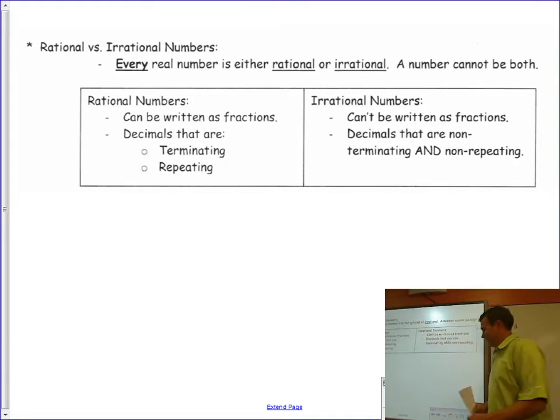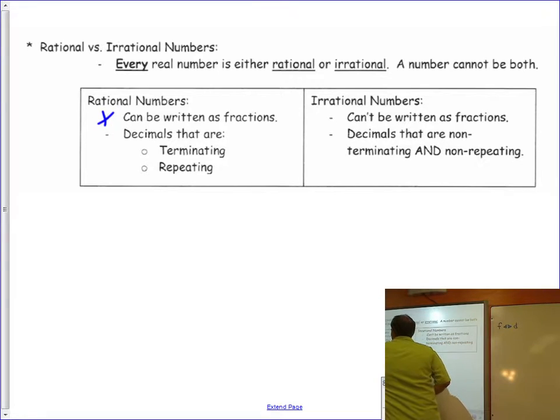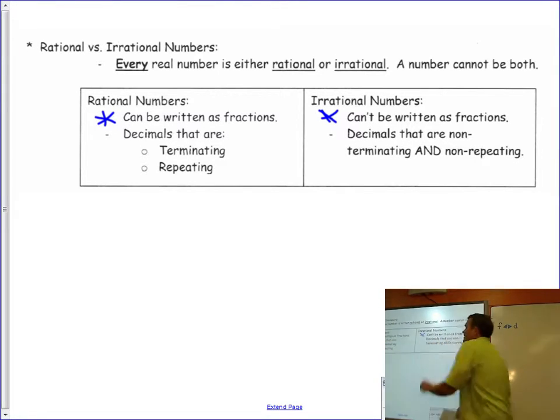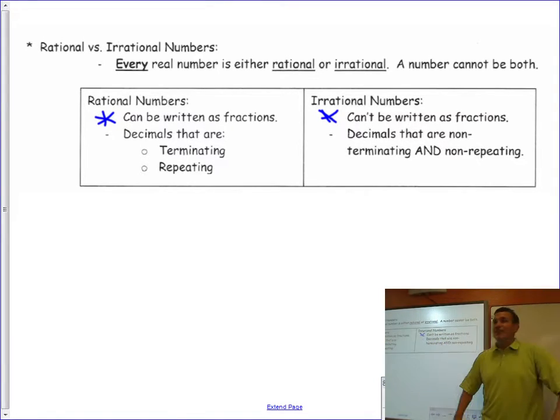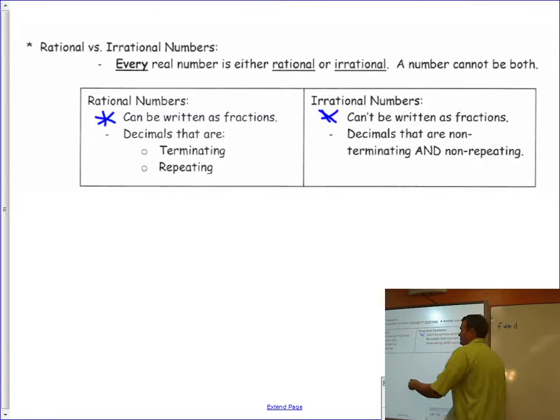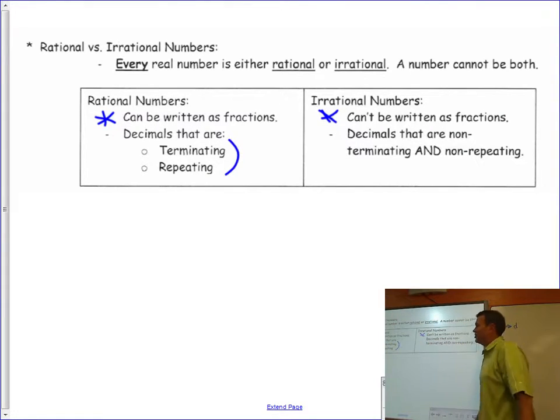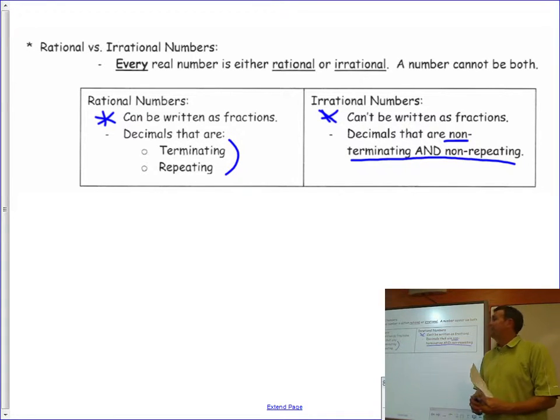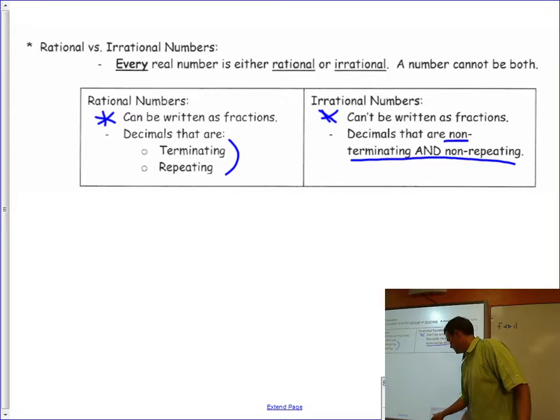All right, so the difference between rational and irrational, real quickly. Rational numbers can be written as fractions. Irrationals cannot be written as fractions. So when you see a decimal, rational numbers must be terminating or repeating. That's the only kind that can be written as fractions. Irrational numbers are non-terminating, non-repeating, and cannot be written as fractions.